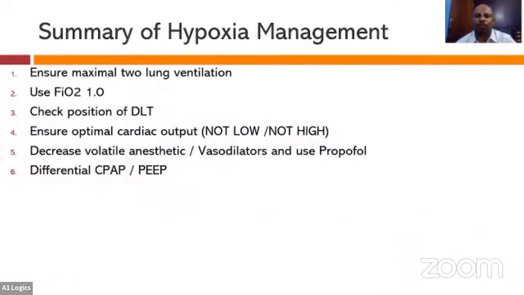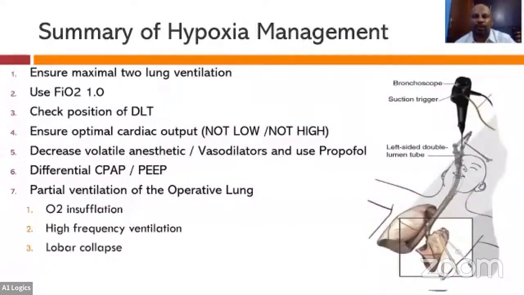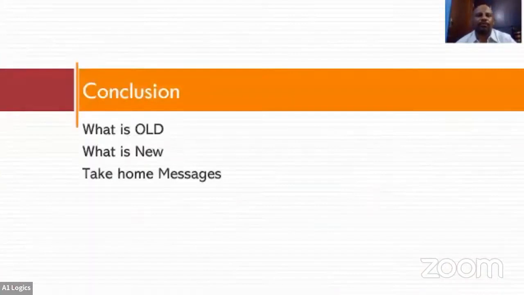You can use differential CPAP and PEEP, which I have already told you, or partial ventilation of the operative lung, oxygen insufflation into the non-operative segments, or high frequency ventilation into the non-dependent lung, or a selective lobar collapse with the help of a bronchial blocker. All this can slightly reinflate the operative site and can improve oxygenation in the patient. Or sometimes you will have to go for pulmonary artery occlusion by the surgeon. This intermittent reinflation and deflation really disturbs the surgical field, so you should do it only when it's needed. And if nothing works, you have to go for ECMO or CPB.